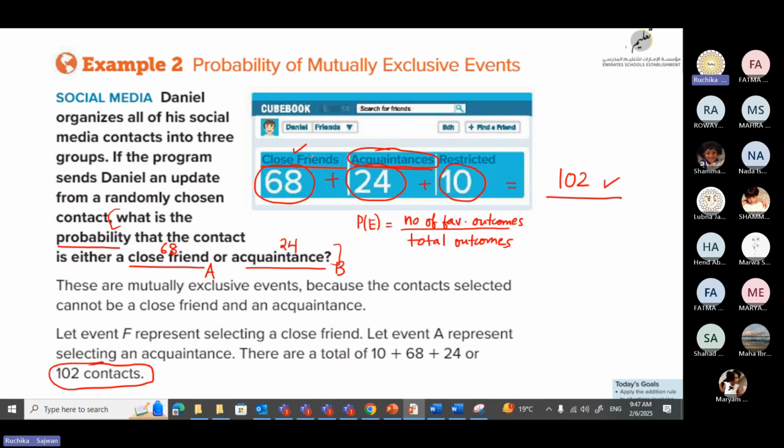So can I say a person who is a close friend cannot be an acquaintance? Conversely, a person who is an acquaintance cannot be a close friend, right? Can I say these two are mutually exclusive? Yes or no? Do you agree? Read this line, everyone. These two events of choosing the close friend and acquaintance are mutually exclusive. What is the reason? Because you cannot have a close friend who's an acquaintance. Both are very, very different. One is very close to you, one is not so close to you.